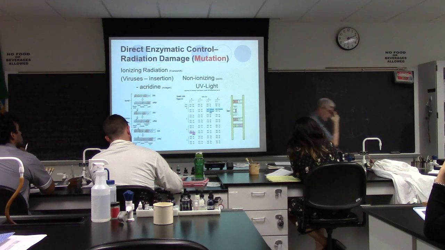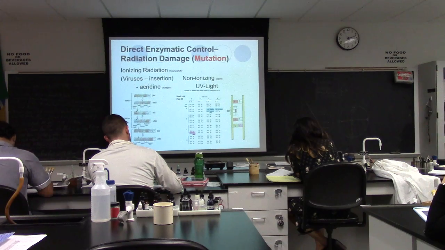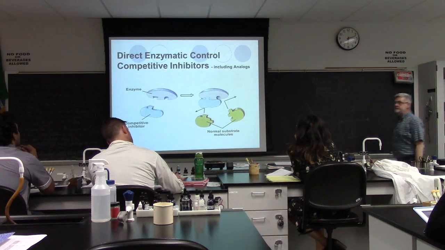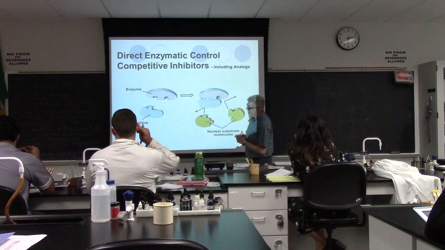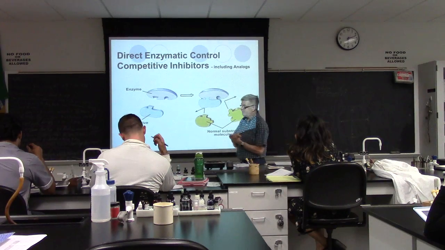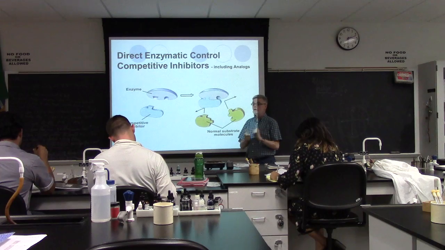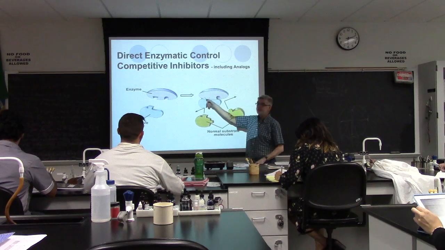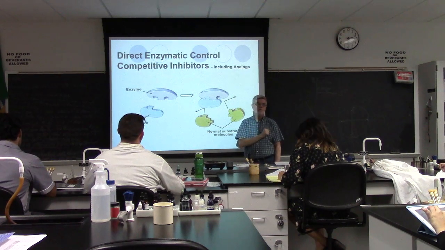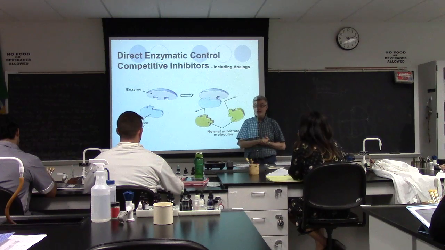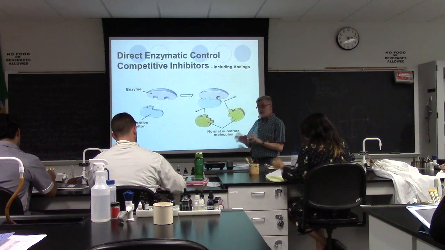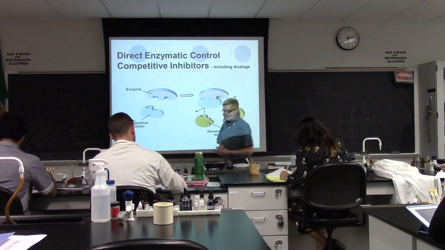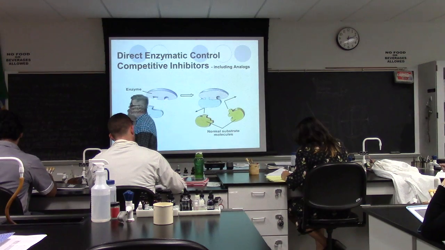Okay, so we're just reviewing a few of the physical or direct means of control. And now let's get to the real nitty-gritty, the ones that actually work really well, that are very efficient, and that is things in nature that look like the substrate, or shaped like the substrate, will fit into the active site as if they are the substrate, but won't function. And those are called competitive inhibitors because they are fake compounds competing with the substrate for the active site. And we have learned to use them a lot.